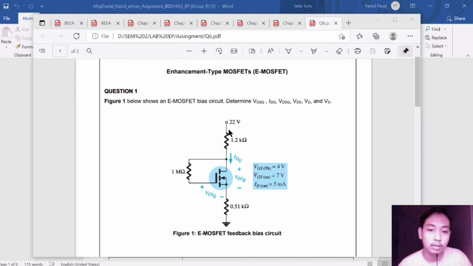So today I will show you how to solve this question. This question is about the E-MOSFET feedback bias circuit. You must determine VGSQ, IDQ, VDSQ, VDS, VD, and VS from the circuit. So I will show you how to do it.